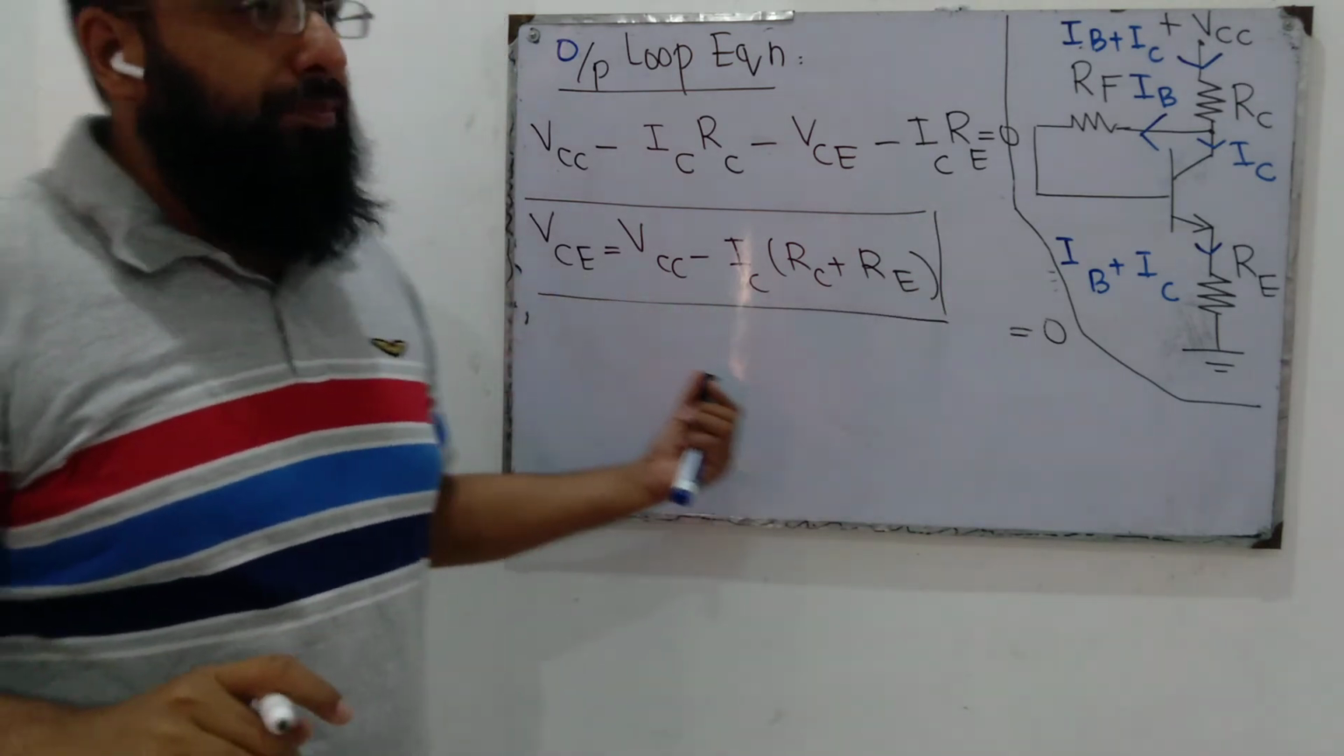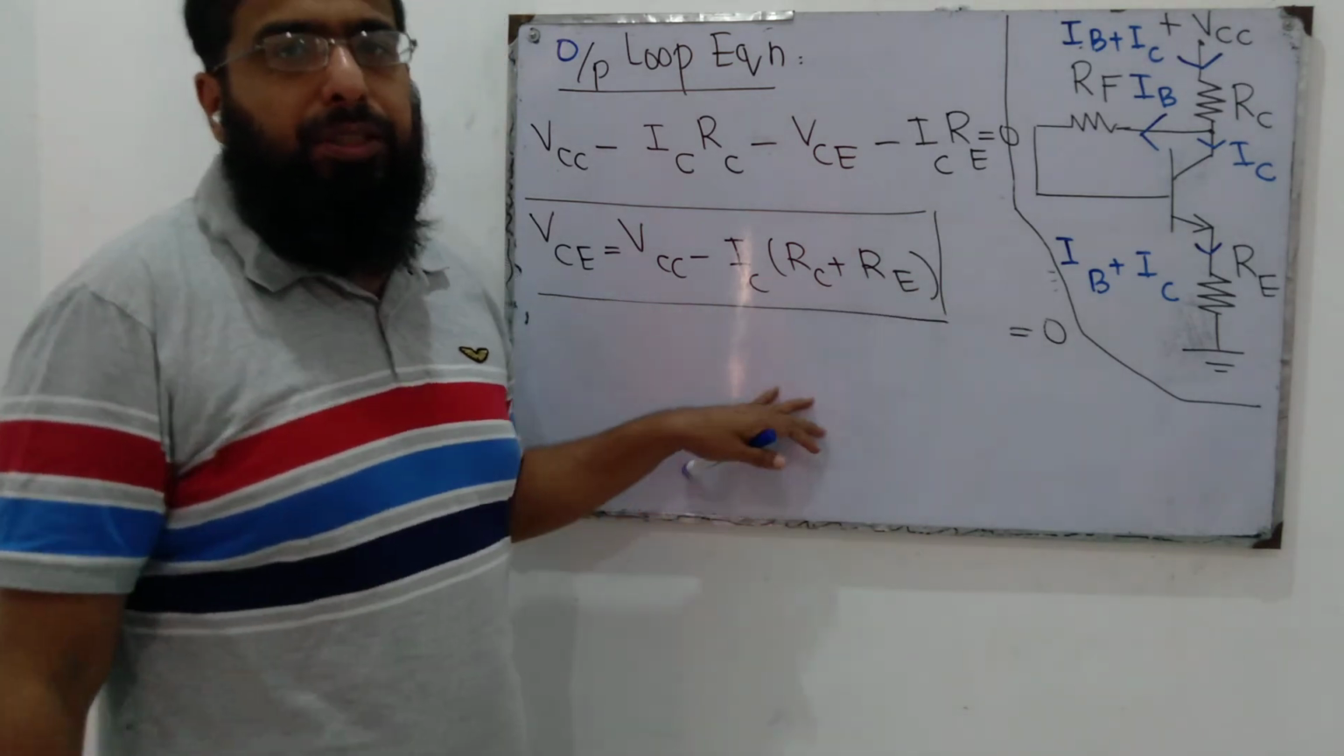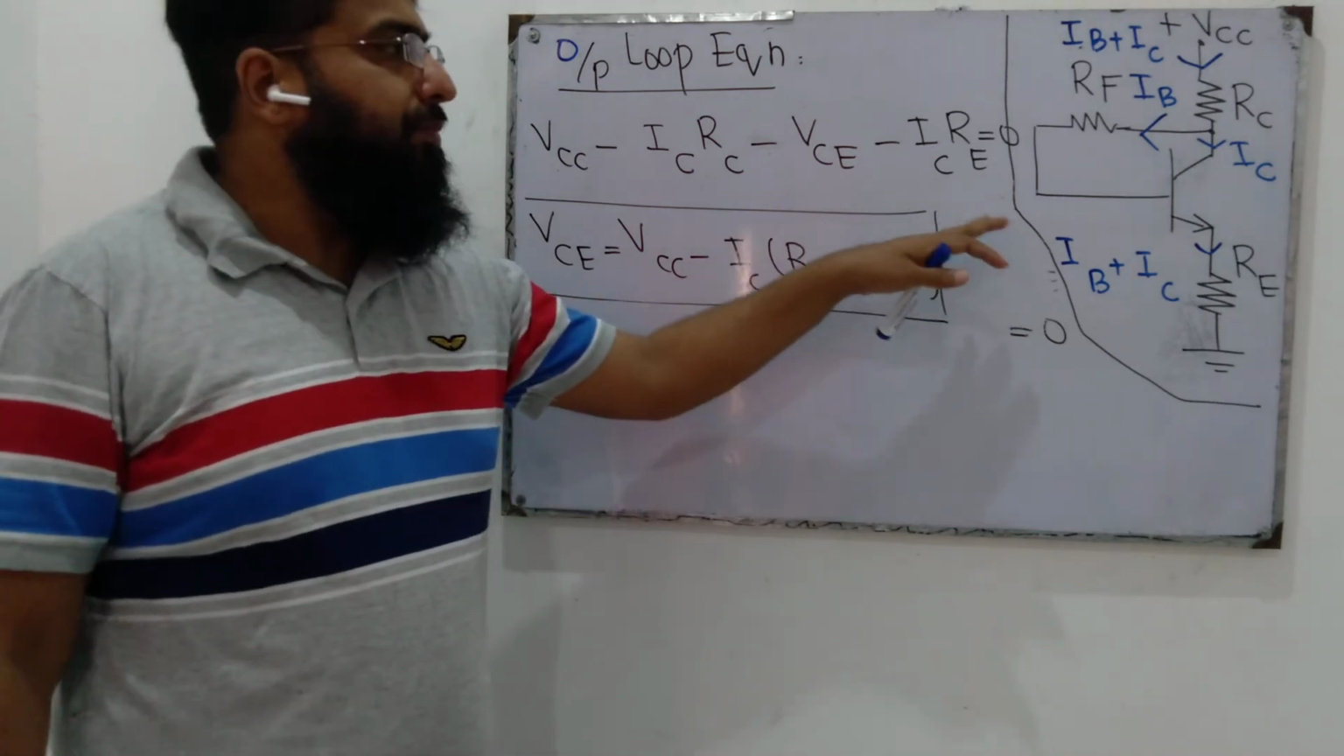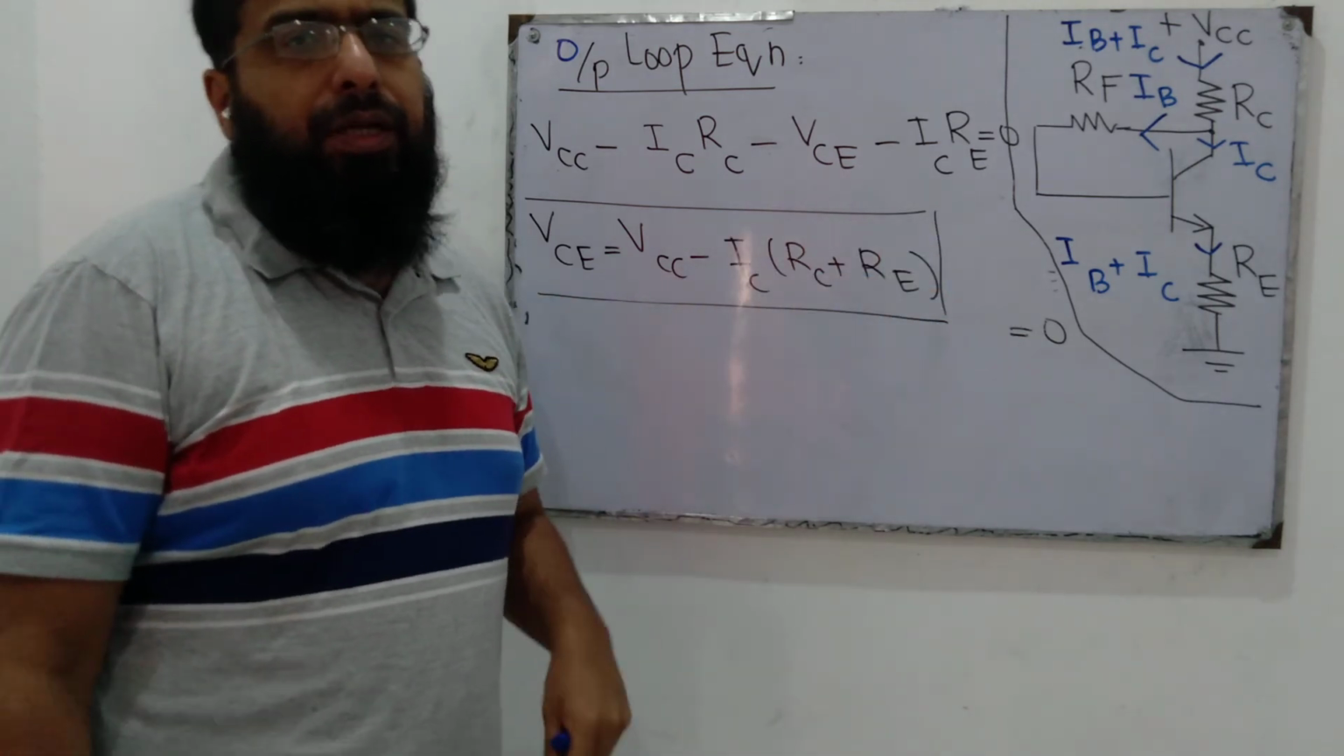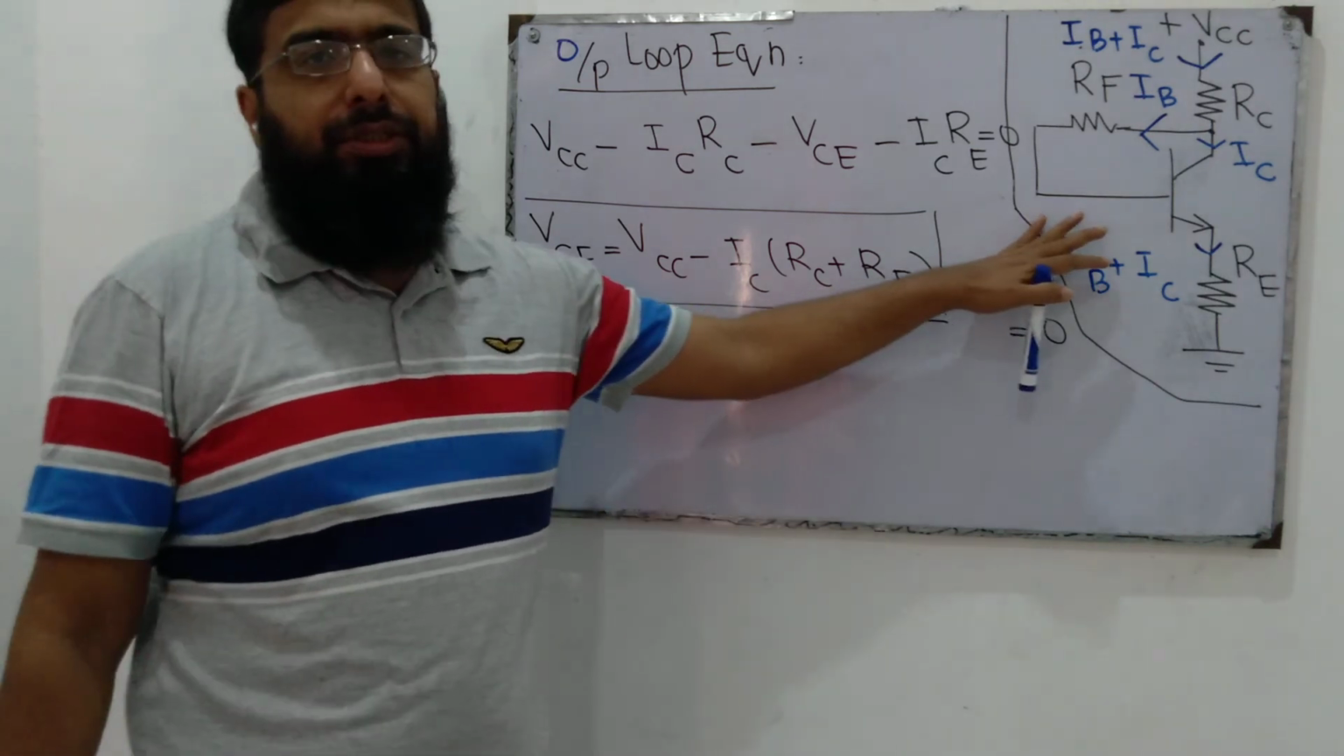So in this lecture, we have studied how to find out the bias point of a collector feedback circuit. In the next lecture, we'll solve a problem related to this configuration.